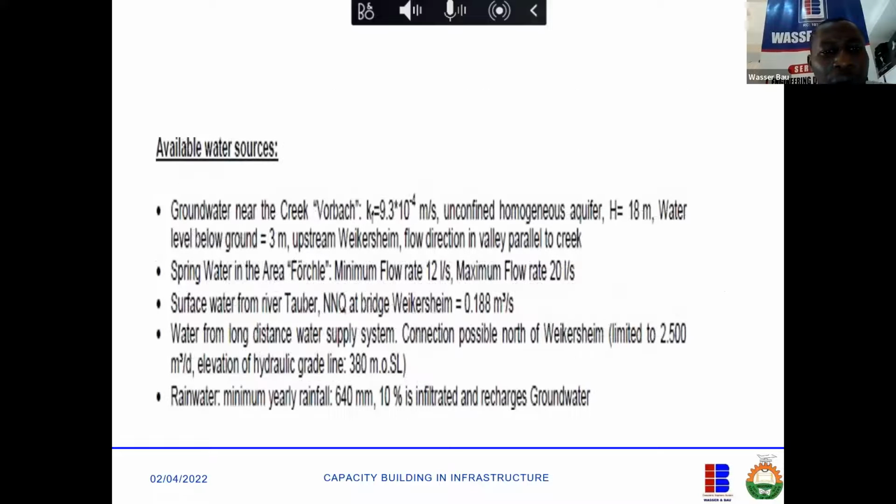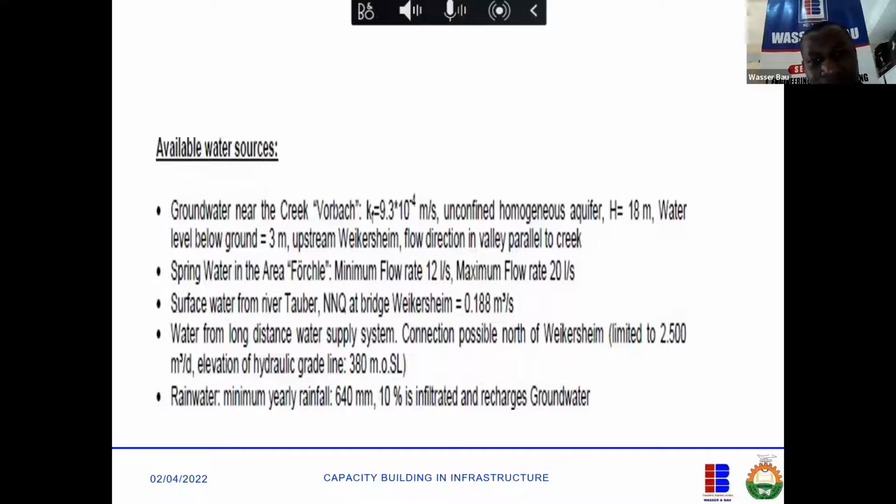Is the water coming from groundwater? Is it coming from a spring? Is it coming from surface water? Is it coming from another long distance water supply? Or is it coming from rainwater? So these are the water sources. All these water sources have their different requirements and their different costs associated with them.